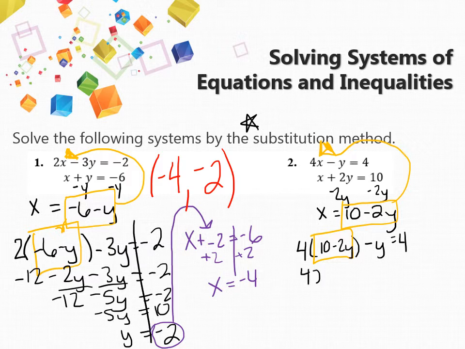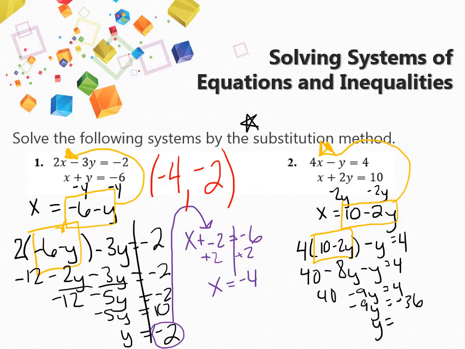So first thing I'm going to do is distribute. I'm going to combine like terms. I'm going to kick the 40 to the other side by subtracting it. It's currently a positive 40, so I'm going to subtract it. And then I'm going to divide both sides by negative 9. Negative divided by negative, positive.